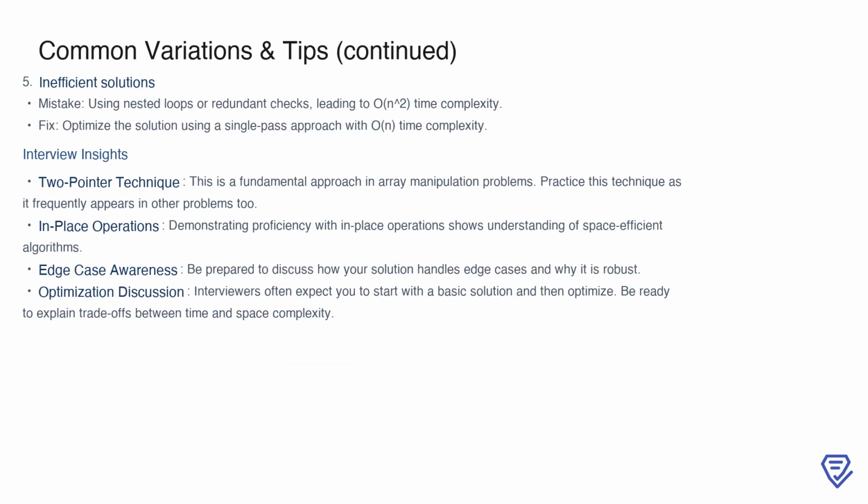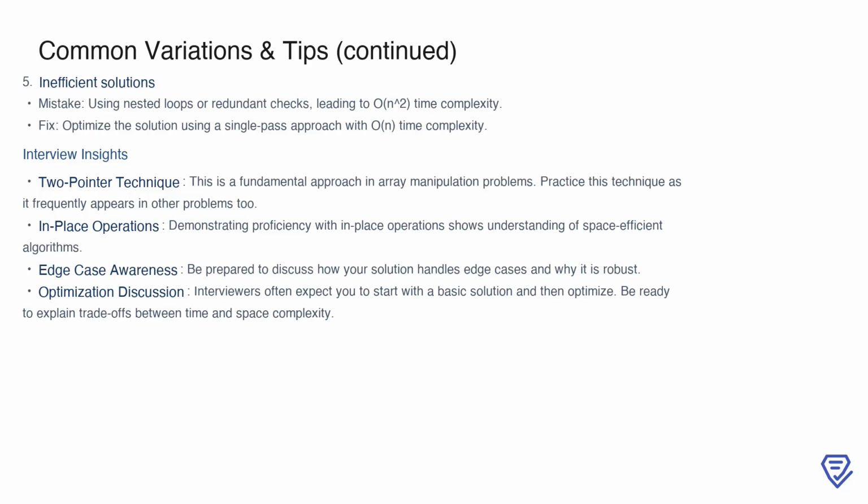Now, let's address inefficiencies in some solutions. For example, using nested loops or performing redundant checks can lead to a time complexity of O(n squared), which is not optimal. To fix this, you should aim for a single-pass solution that achieves O(n) time complexity using the two-pointer approach. Moving on to interview insights, there are several key strategies to keep in mind.